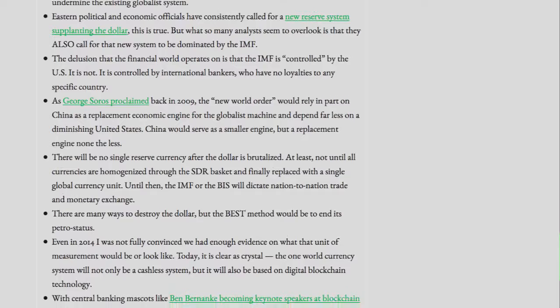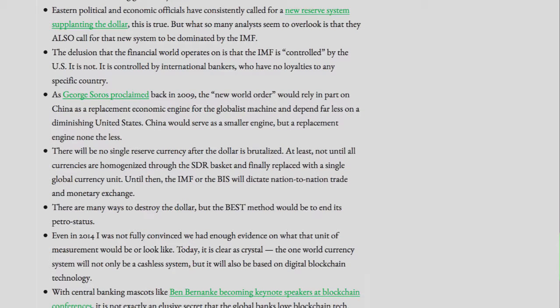Eastern political and economic officials have consistently called for a new reserve system supplanting the dollar. This is true. But what so many analysts seem to overlook is that they also call for that new system to be dominated by the IMF. The delusion that the financial world operates on is that the IMF is controlled by the U.S. It is not. It is controlled by international bankers who have no loyalties to any specific country.